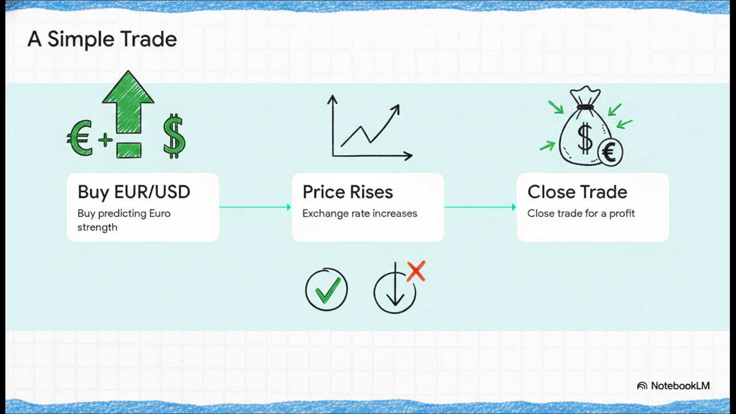That just means 1 euro gets you $1.20. Step 1. Based on your analysis, you think the euro is going to flex and get stronger relative to the dollar, so you hit buy. Step 2. Time passes, the market moves, and sure enough, the price bumps up to 1.2050. Step 3. You close the trade right there.